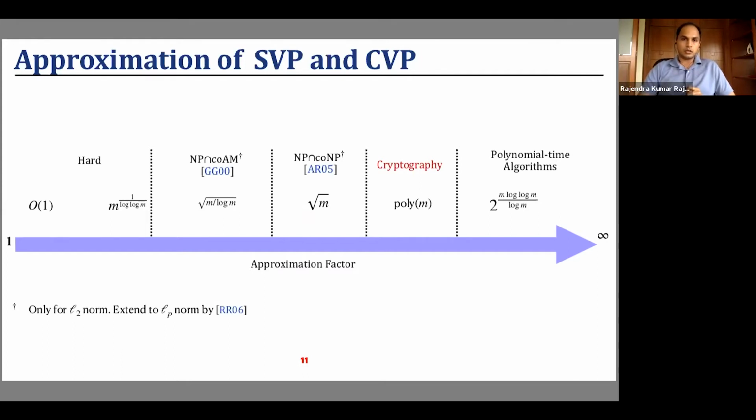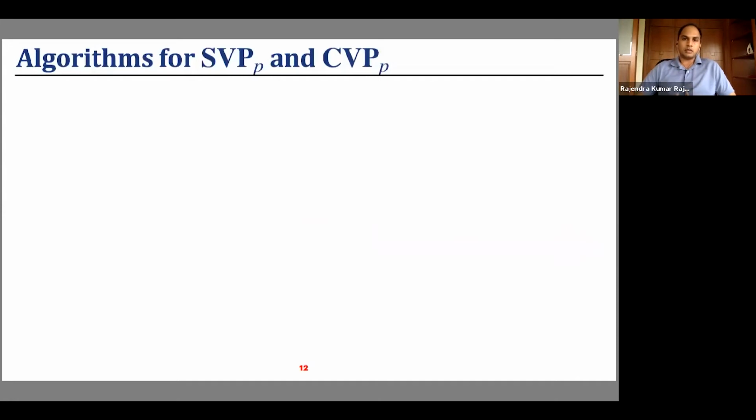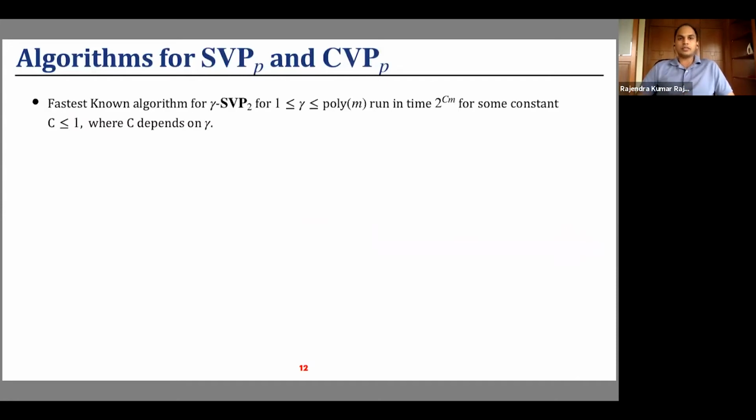So now let's talk about the algorithms for SVP and CVP. Most of the study for algorithms is for SVP in L2 norm. We know that any approximation of SVP can be done in 2 to the power c times m time, where c is a constant which depends on the approximation factor, and we also know that c is less than or equal to 1.